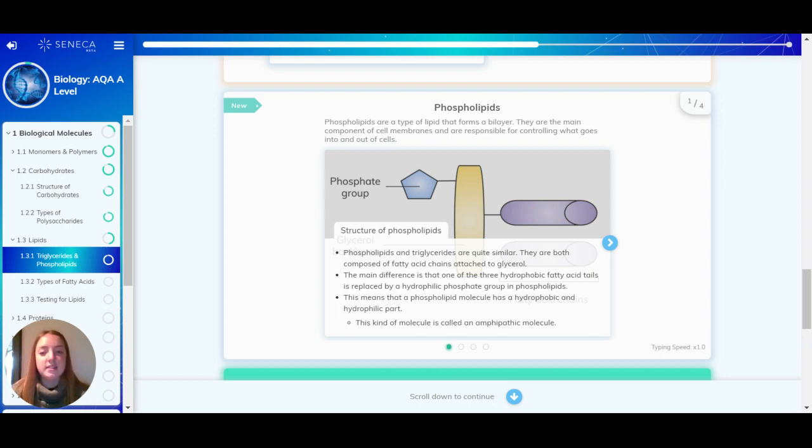The main difference is that one of the 3 hydrophobic fatty acid tails is replaced by a hydrophilic phosphate group in phospholipids. This means that the phospholipid molecule has a hydrophobic and a hydrophilic part, with the hydrophobic part being the 2 tails and the hydrophilic part being the phosphate group. And we call this kind of molecule an amphipathic molecule.